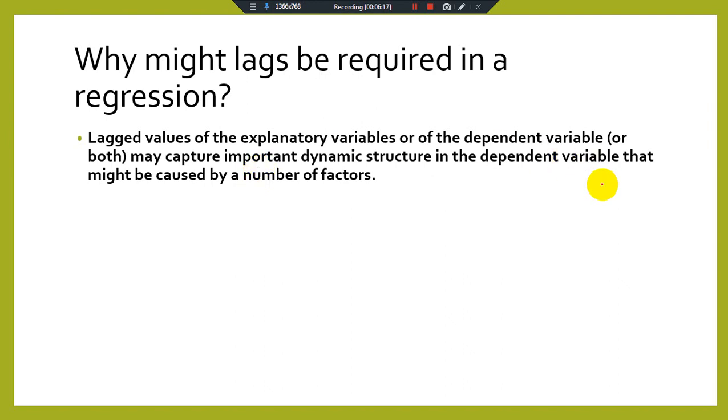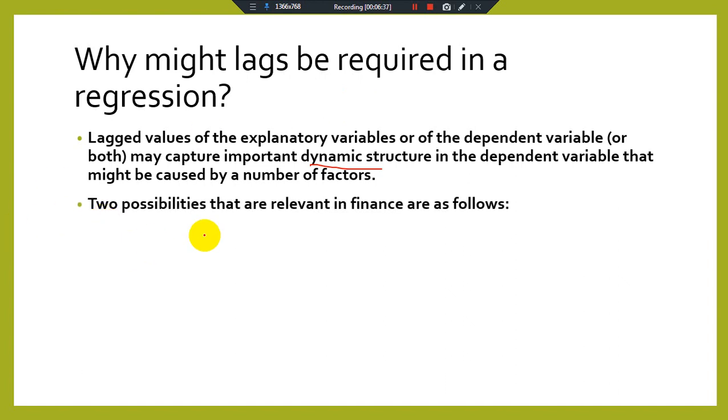Moreover, keep in mind that when we are taking the lagged value or difference value, this is normally known as the dynamic structure. And when we are not using any type of lagged or difference value in our model, this is normally interpreted as a static model. Okay, two possibilities that are relevant in finance and economics are as follows. The first one is inertia of the dependent variable. The second one is overreactions.